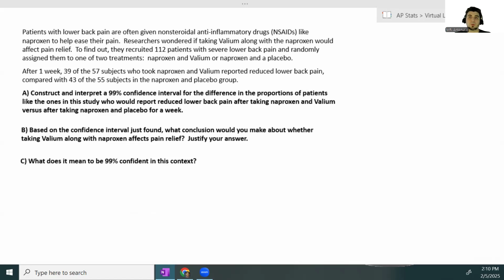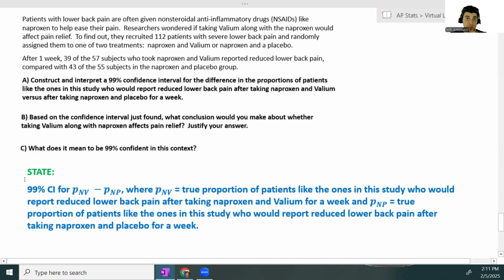So when we do this, unless it says otherwise, we have to do the four-step process for constructing a 99% confidence interval, or whatever the percent is. So the first step is the state step. This is what you would literally write down. 99% confidence interval for P sub NV minus P sub NP, where P sub NV is the true proportion of patients like the ones in this study who would report reduced lower back pain after taking naproxen and Valium for a week, and P sub NP equals the same thing in context, but for those taking naproxen and placebo for a week.